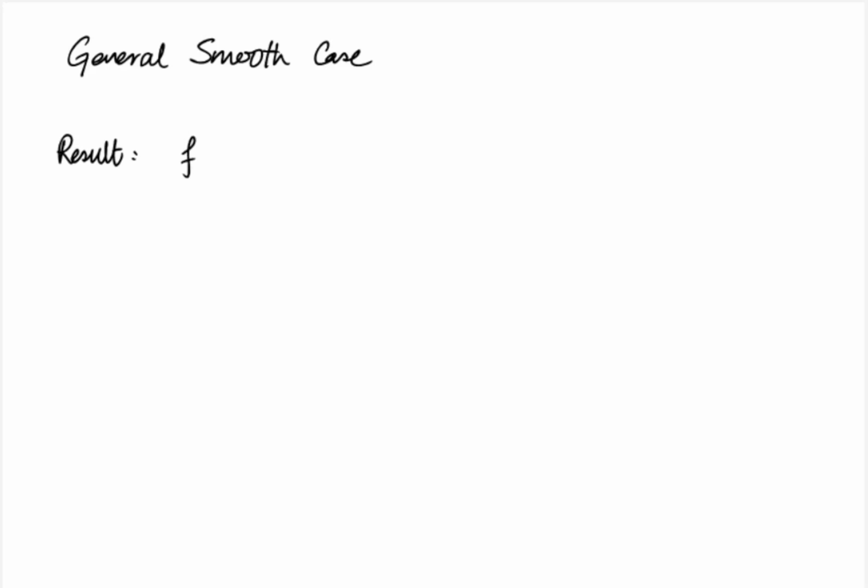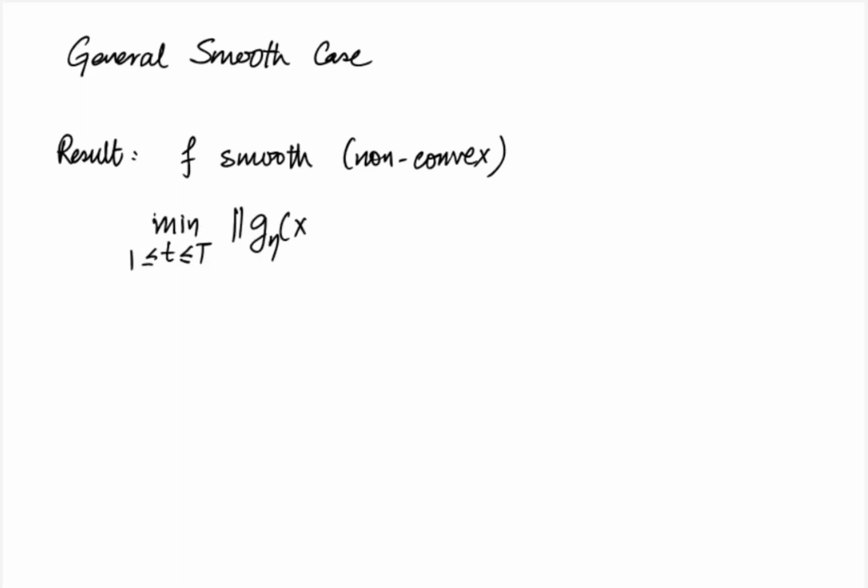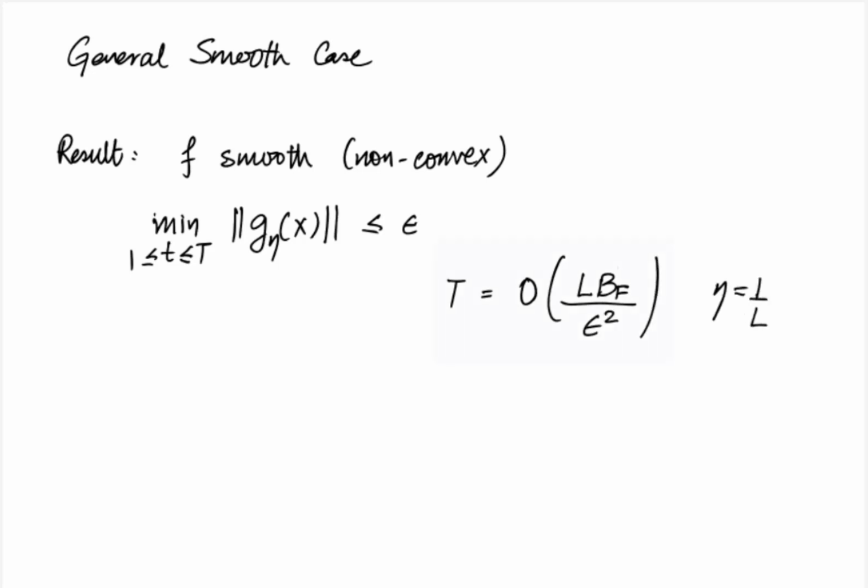For the general smooth case, so that the function f is possibly non-convex, though h has to be convex, the result is that the number of iterations in order to ensure that the minimum over t from 1 to capital T of norm g_eta of x is less than equal to epsilon is given by T equal to order L b_F by epsilon square for eta equal to 1 over L, where b_F is the bound on capital F of x_1 minus F of x star. Note that this bound matches the bound obtained for projected gradient descent, but with a modified proximal gradient mapping norm as the metric.